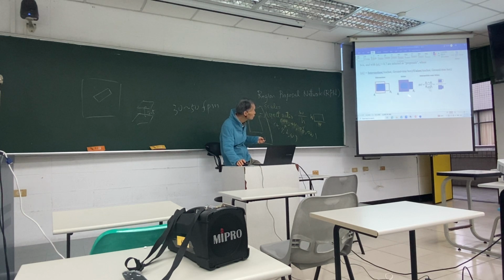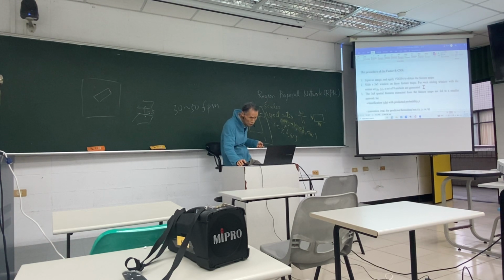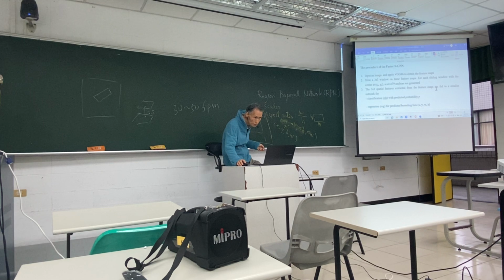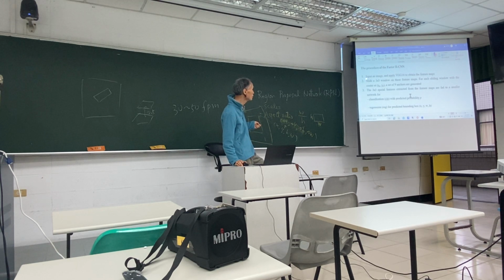I can skip this part. I already mentioned what IOU is. Okay, just summarize the procedure for the Faster R-CNN.